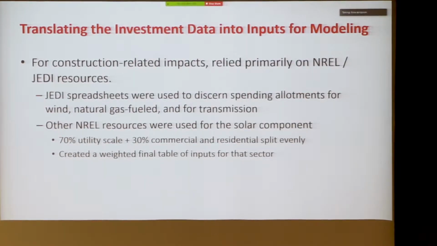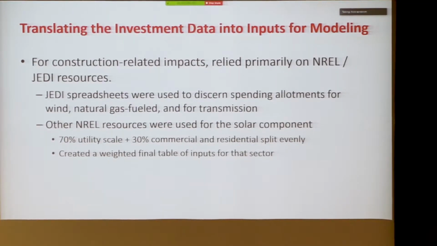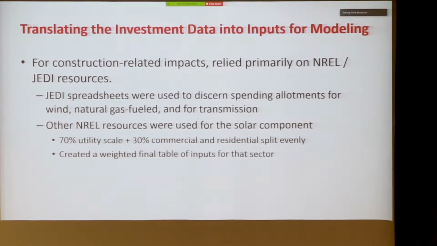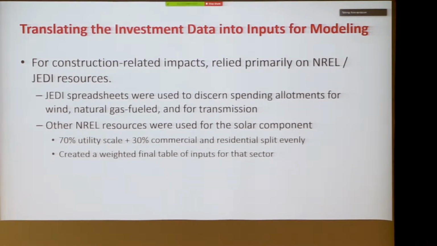The process of translating this information into IMPLAN, I want to go back. I use the JEDI spreadsheets. It's off-the-shelf kind of information, and it allows me to allocate my spending across several categories. So that's important, and I was able to use JEDI for wind, natural gas, and for transmission. They didn't have what I needed for solar, but they had other publications that were perfectly good, and I used them.